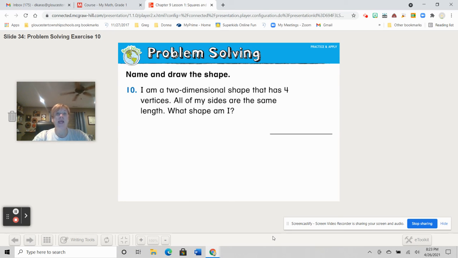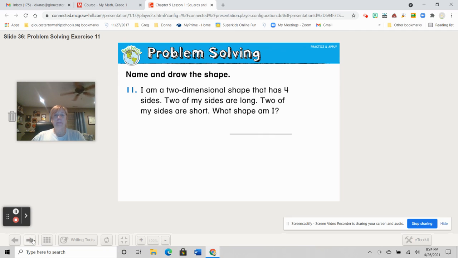All right, so now we're going to look at a couple of problems. It says name and draw the shape. I am a two-dimensional shape that has 4 vertices. All of my sides are the same length. What shape am I? Name it and then draw the shape. And you could trace one of your attribute blocks if you want. Pause and finish this problem. Okay, it's a square, and then you should have drawn a square.